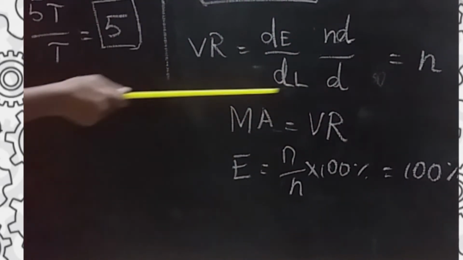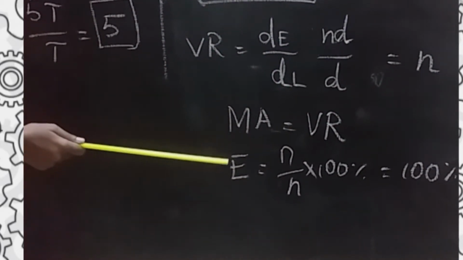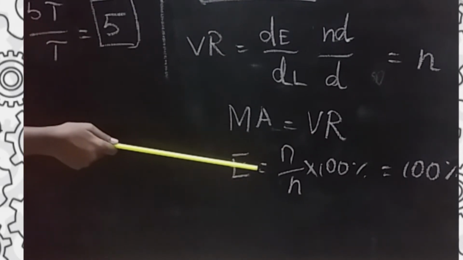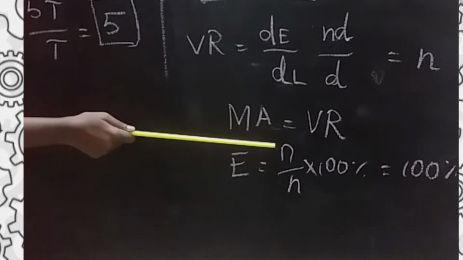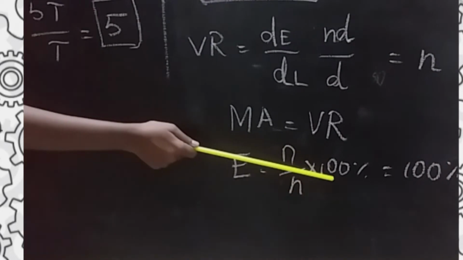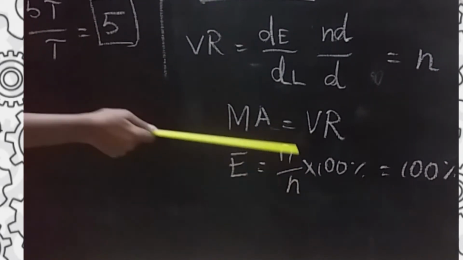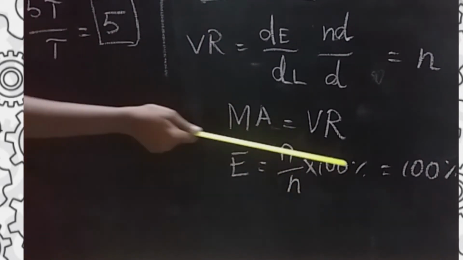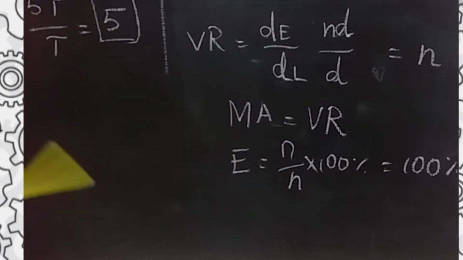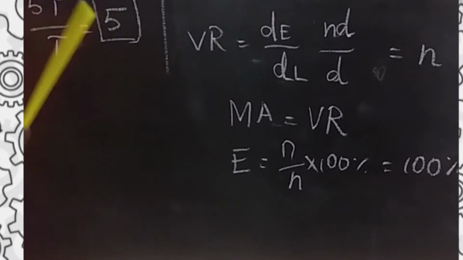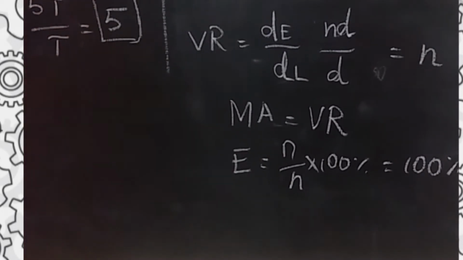If I substitute these values for efficiency, efficiency is equal to n divided by n into 100, because velocity ratio and mechanical advantage are going to be the same. So my efficiency becomes 100%. So these are the derivations for block and tackle for 4 and 5.